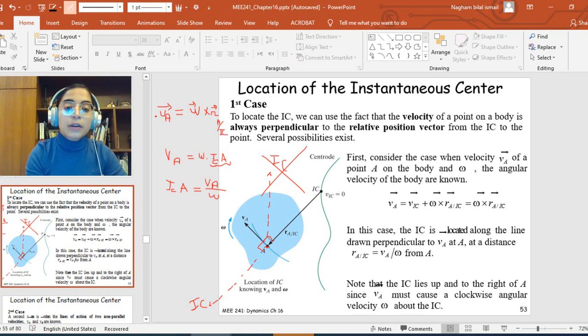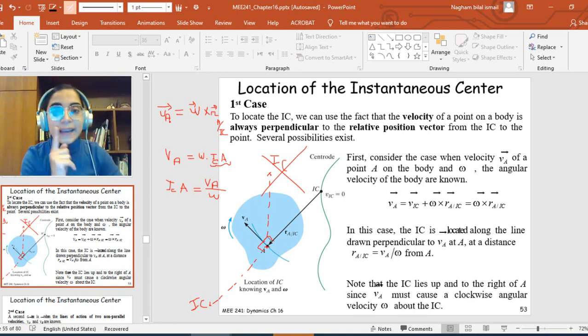Now, what does this mean? If VA is the answer of a cross product, then VA should be perpendicular to omega and perpendicular to RA with respect to IC, which means it's perpendicular to AIC. And that's why IC could be only on this line, which is perpendicular to VA.